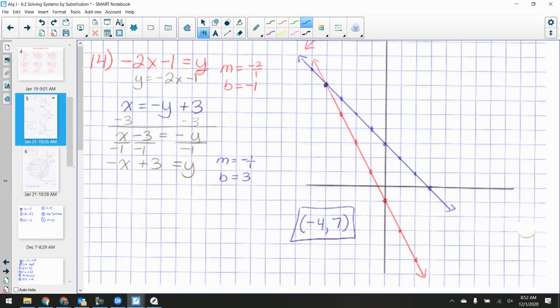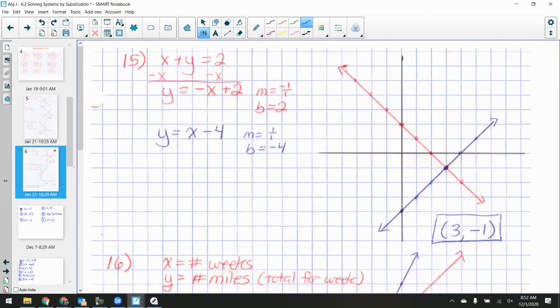Let me flip it over to the next page here. There's 15. The only catch with 15 is that you had to subtract the x over to the other side. So the slope was negative 1, the y-intercept was 2. And then here's number 16.